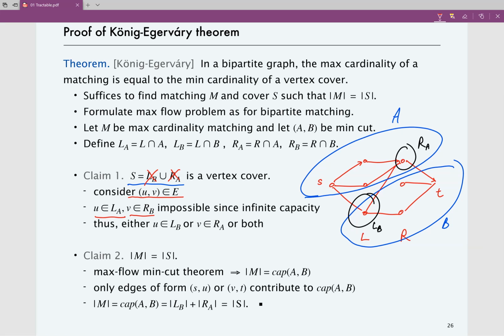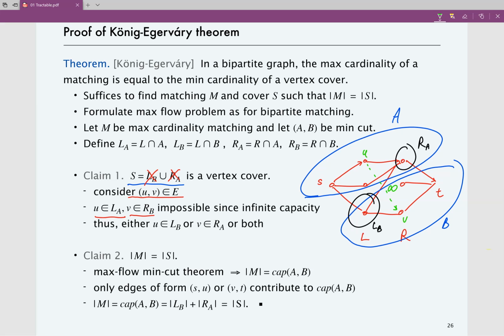What that would mean is, if U is in LA, so U is one of the left nodes, and V is in RB, so this, let's say, is U and that's V over here. Now, this is not possible, because remember that all of these edges are directed from the left side to the right side, and all of them have infinite capacity. That's how we designed the flow network. So this edge over here actually has infinite capacity.